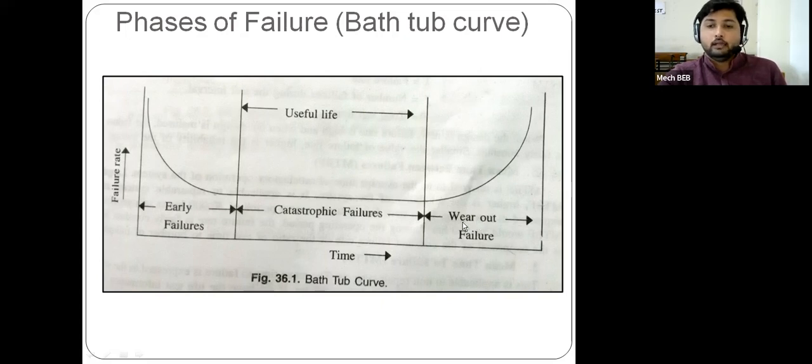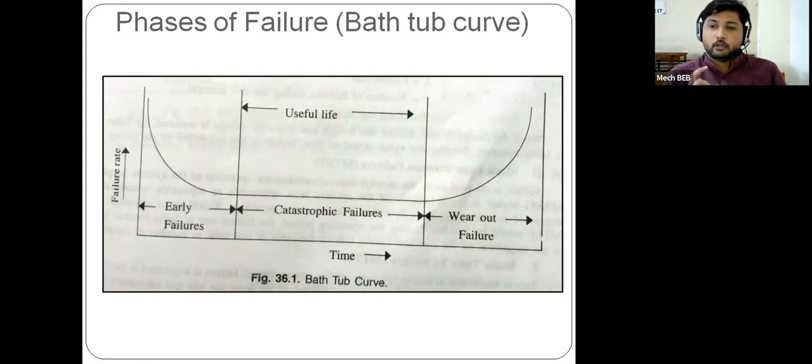Okay, and after completion of the useful life, the product will deteriorate, or its parts will deteriorate. And deterioration means that some parts' specifications will change, due to high temperature or continuous use.